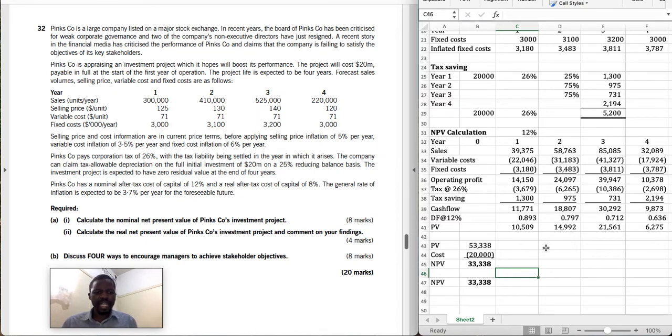Now, I advise that when doing the computer-based, we have to learn how to use our NPV function as it is quicker. It uses the rate and the cash flows and the cost of the investment. You don't have to go through discounting and getting the PVs.